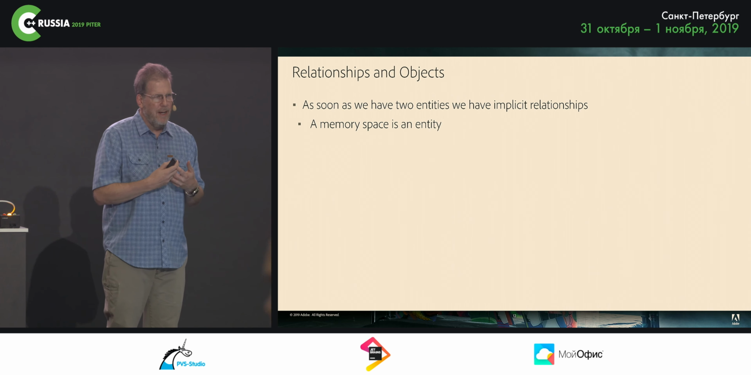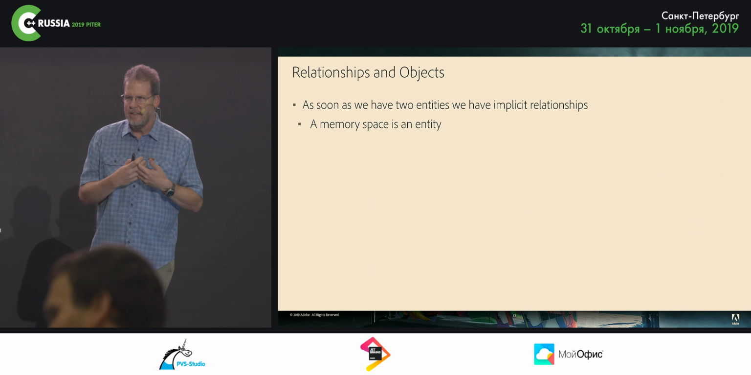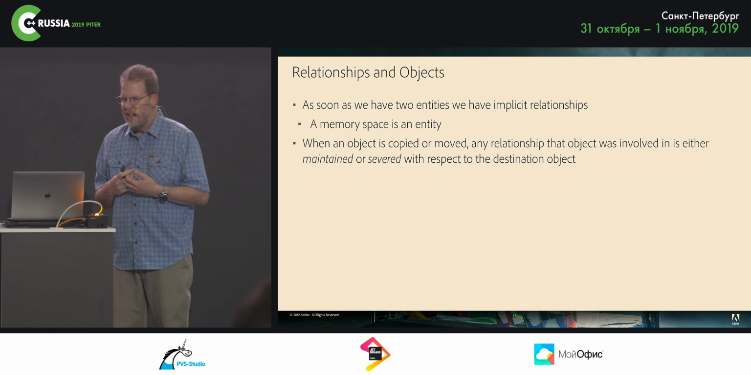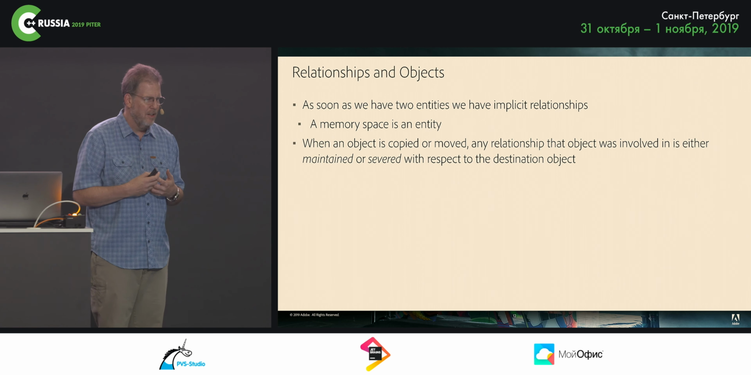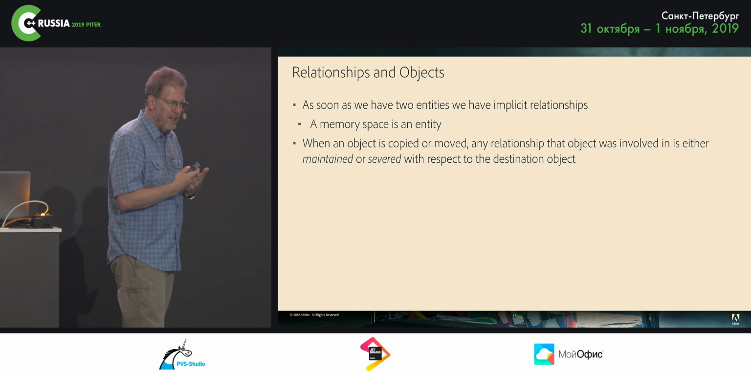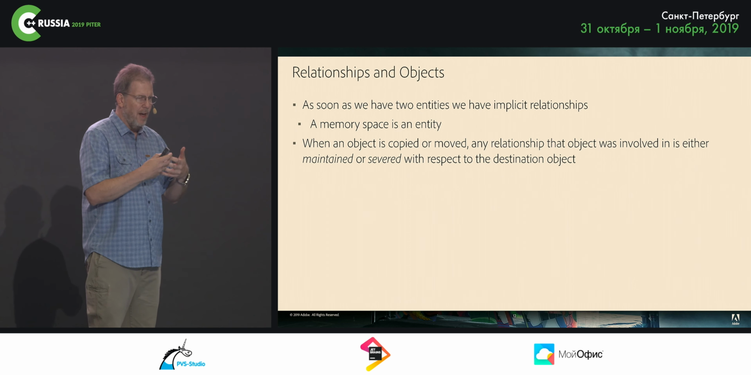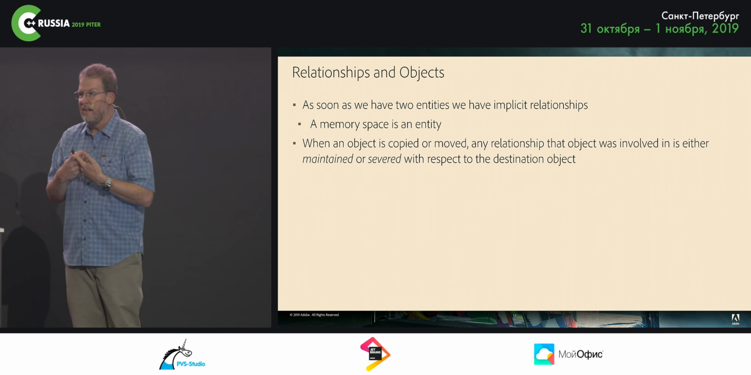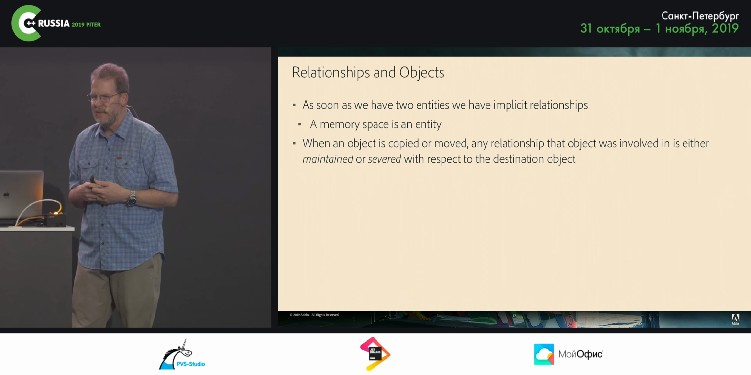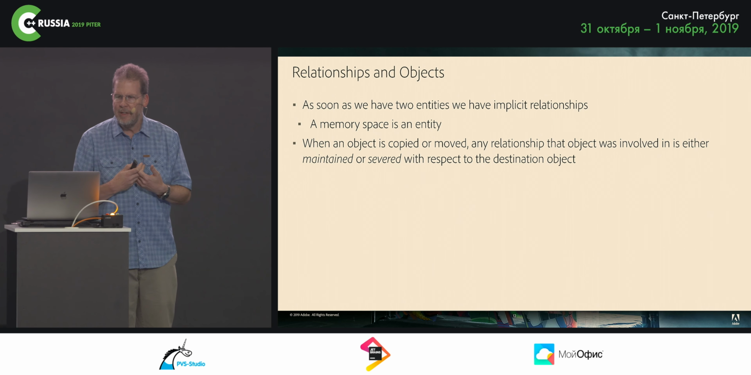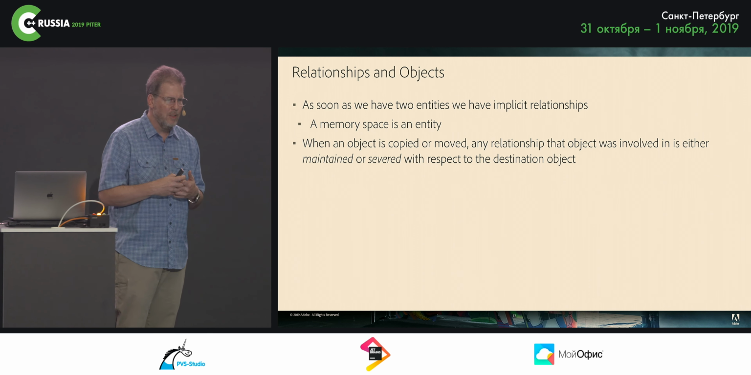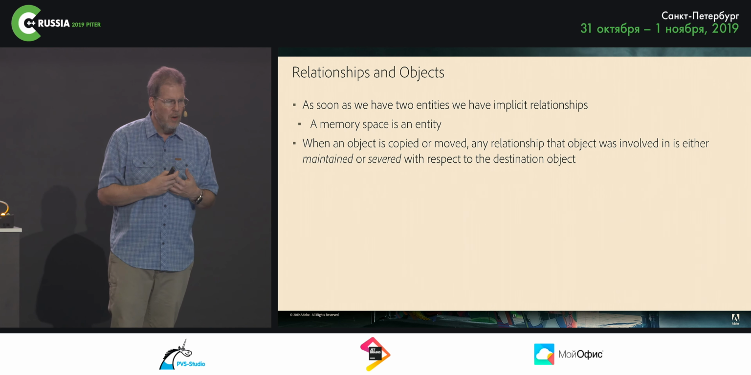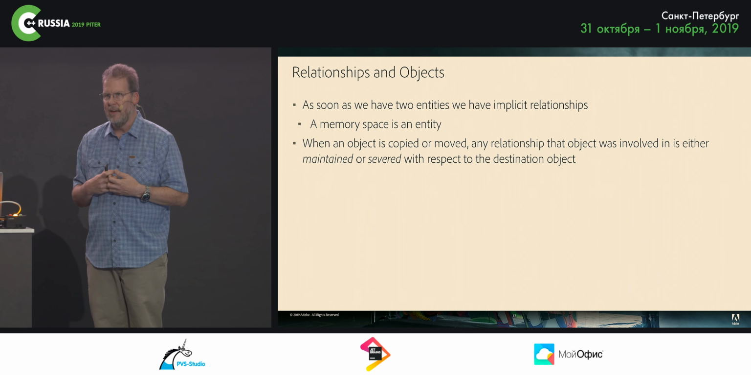And a memory space is an entity. Right? So the memory space of your machine is one entity. What that means is as soon as I have an object within that space, I have a relationship there, as soon as I just have one object inside of a memory space. And when that object is copied or moved, any relationship that object was involved in are either maintained, which means they still hold, or they're severed with respect to the other object.